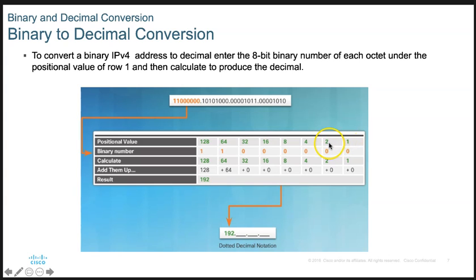2 to the power of 1 is 2. To the power of 2 is 4. To the power of 3 is 8. To the power of 4 is 16. To the power of 5 is 32. To the power of 6 is 64. And to the power of 7 is 128. What we mean is, 2 to the power of 1 is 2, one time. To the power of 2, it's 2 times 2. So that's how we get these numbers.